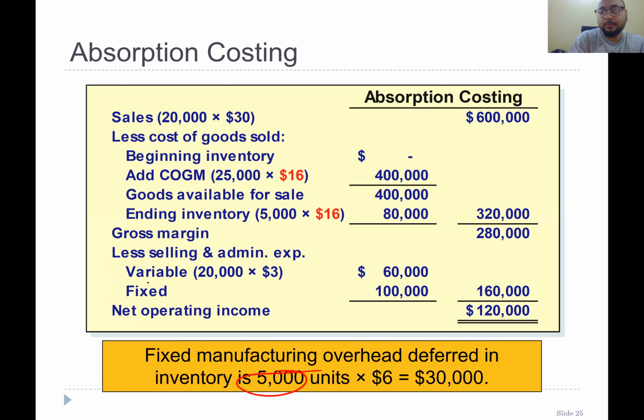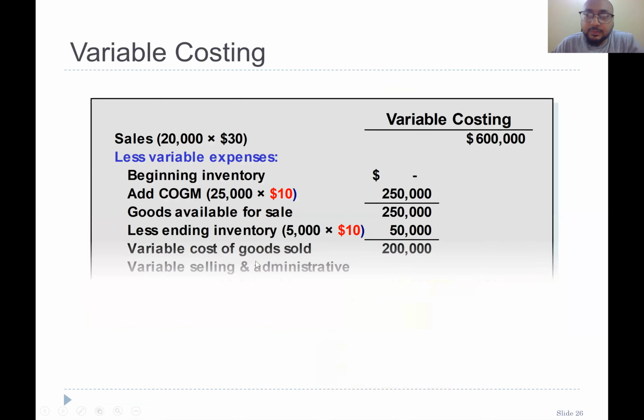So you see 100,000 here. It's already given. Okay, here. We'll talk about this.